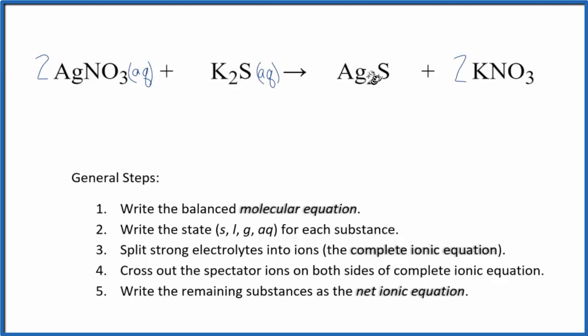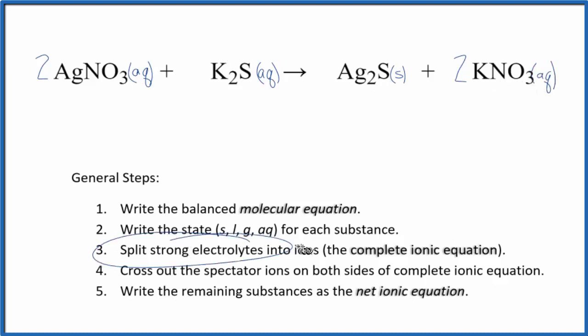Silver sulfide is insoluble. That means it won't dissolve in water. So when these react and it produces this silver sulfide, it's going to be a precipitate. It's going to fall to the bottom of the test tube. I'm going to write s because it's going to be a solid. Nitrates, again, very soluble. So we have our states.